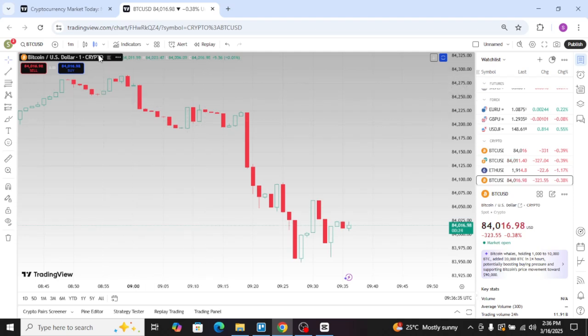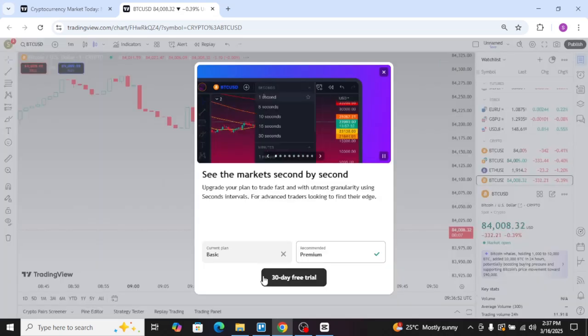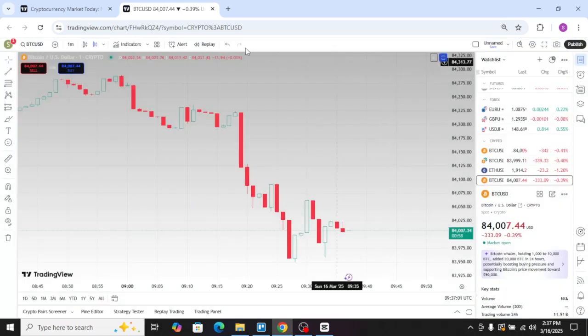And what we're going to do, I will be tapping on the left. I will select the time of about 10 seconds, and let's see in 10 seconds whether the candlestick goes to profit, higher or lower. It says that if you want to see the market second by second, you will have to purchase the plan right over here. But I will just close it and let's see.